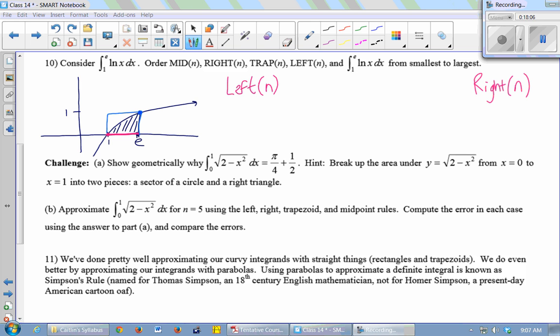All right, so midpoint and trap, we've got to decide which is better. So trap, is that going to be an overestimate or an underestimate? Under. So I'll draw it in here. I would just connect these two with a straight line, and I'd be finding the area of that triangle. So trap is an underestimate. And how about midpoint? Is that going to be an overestimate or an underestimate? Over, yeah. There's going to be a little bit more area.